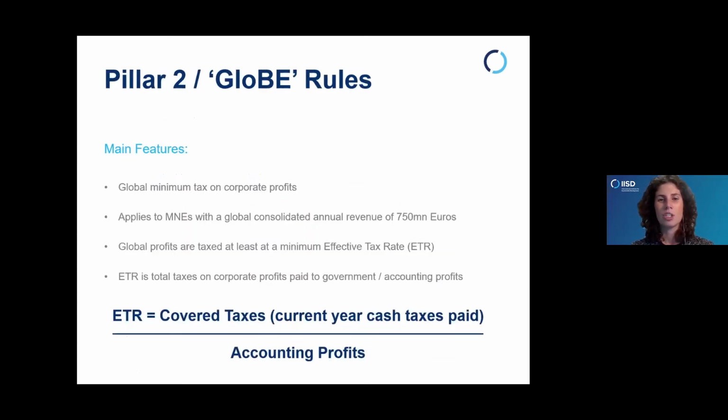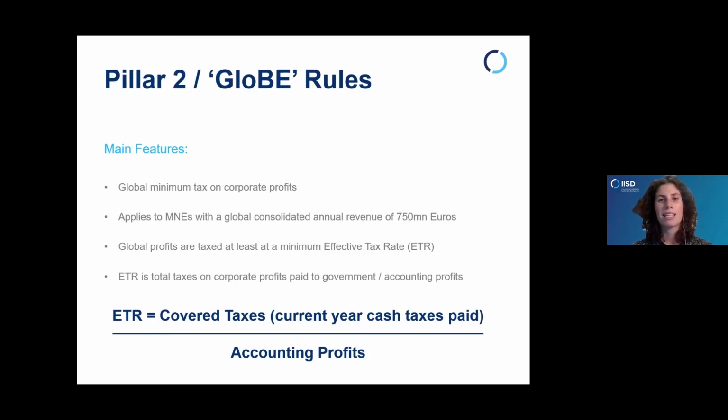The OECD G20 Inclusive Framework, made up of 135 countries, has proposed a global minimum tax on corporate profits, otherwise known as Pillar 2 or the GloBE Rules. This tax would mean that the global profits of multinational corporations with an annual turnover in excess of 750 million euros would be taxed at least at a minimum effective tax rate.